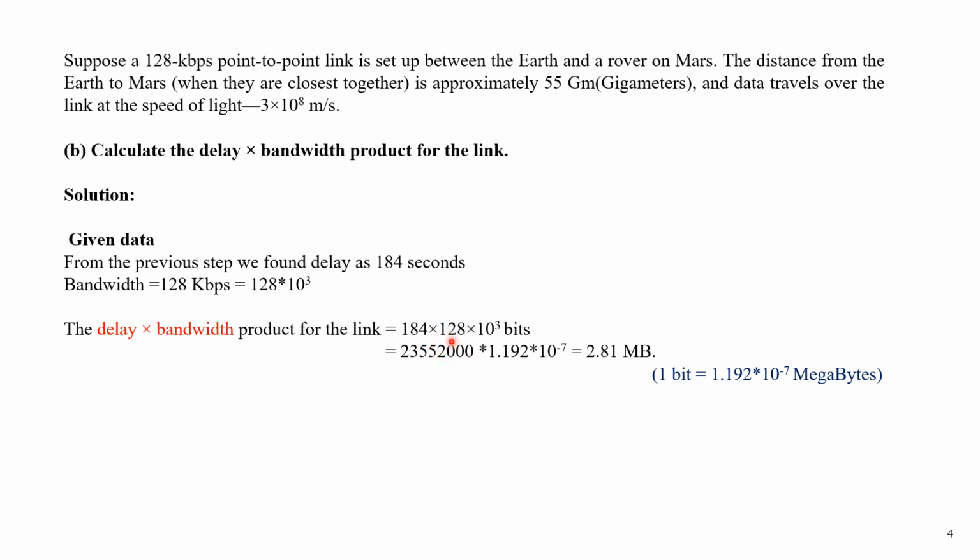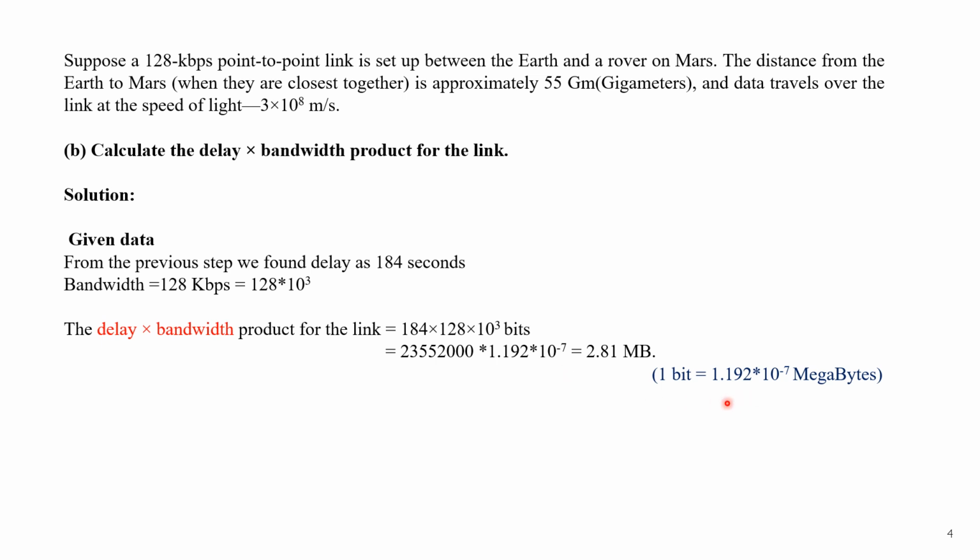Okay, now it is in terms of bits. Now we have to convert this in terms of megabytes. So 1 bit is equal to 1.192 into 10 to the power of minus 7 megabytes. So to convert this in terms of megabytes, I just multiplied the value with 1.192 into 10 to the power of minus 7. So I'll be getting my final output as 2.81 MB.